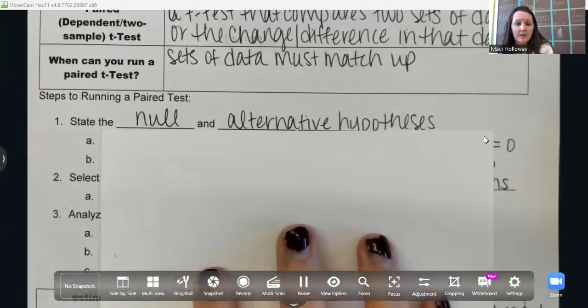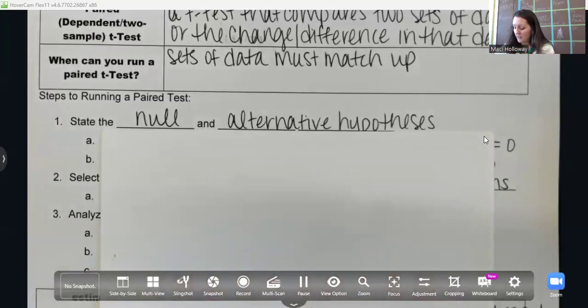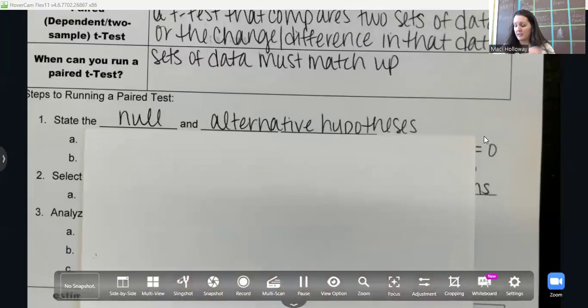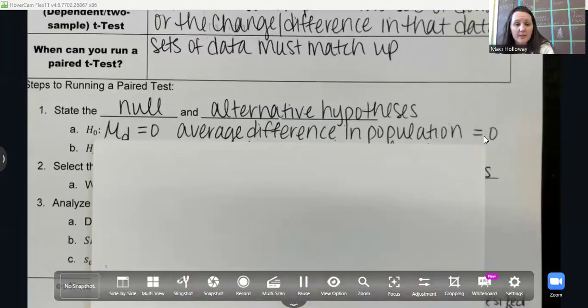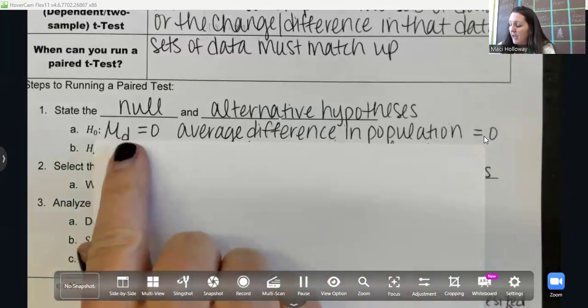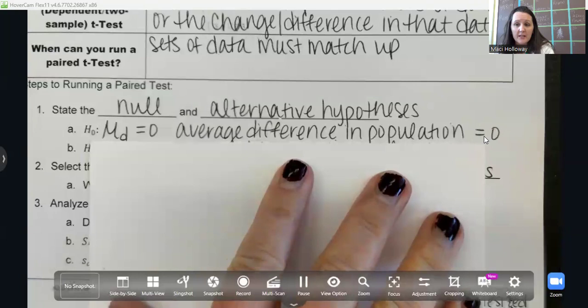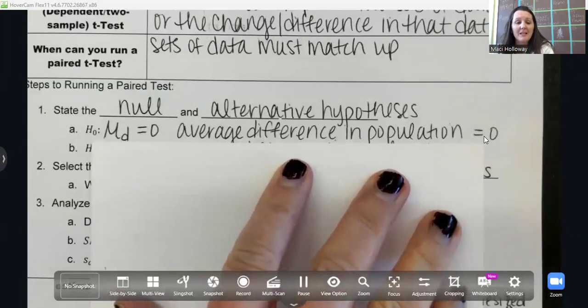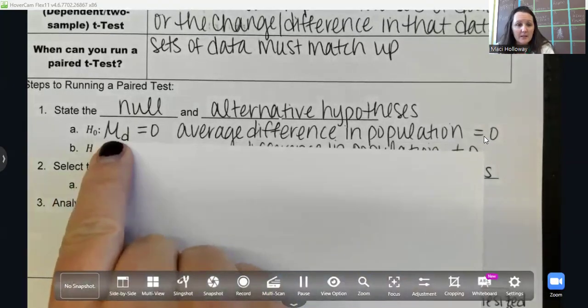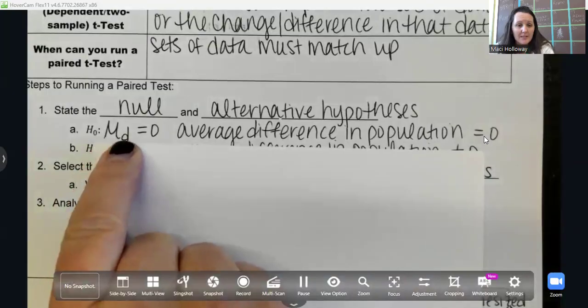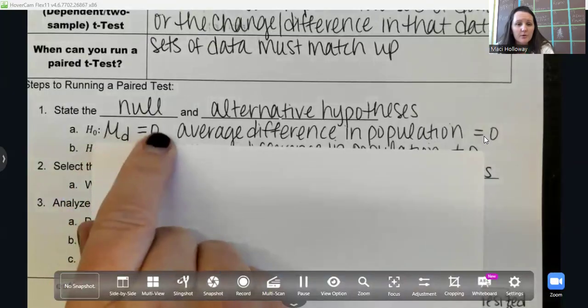Number one, state the null and alternative hypothesis. Those we did with our single sample t-test, so that's exactly the same. What is different is that our null hypothesis states that the average difference in population is equal to 0, meaning that there is no change from the original sample to the second sample. So that means right here, this is the average, or the difference in the averages equals 0.